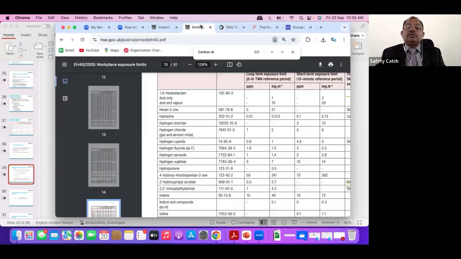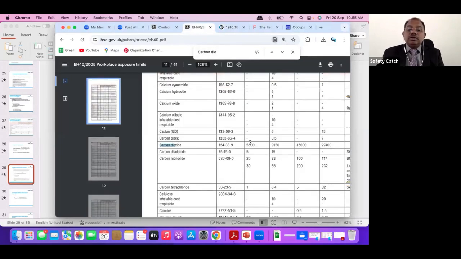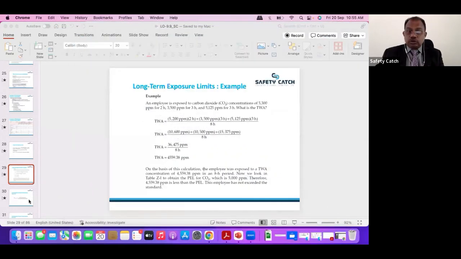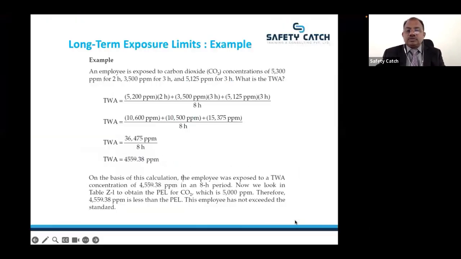In the EH40 table, we look for carbon dioxide. You can see here also it matches, 5,000 ppm. Carbon dioxide, 5,000 ppm is the limit for long-term exposure. Sorry, here it is LTEL. The long-term exposure limit is 5,000 ppm. So our employees are safe. We don't need to do anything. If they are exposed above it, we have to go for control measures, maybe respirators, maybe elimination, substitution, engineering control, and all these things. Up to here, any doubt?